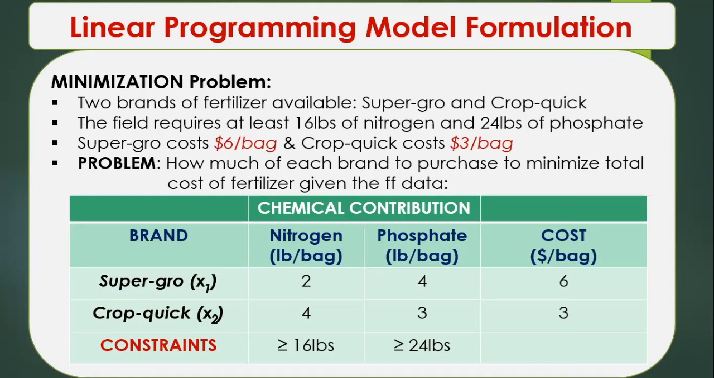per bag. On the other hand, for Crop-quick, which is our x sub 2 or our second decision variable, we are going to need 4 pounds per bag of nitrogen and 3 pounds per bag of phosphate. And the cost would be $3 per bag. Now, what are our constraints? As you can notice, under nitrogen, it should be greater than or equal to 16 pounds. Okay, so that's our first constraint. And second, under phosphate, it should be greater than or equal to 24 pounds.